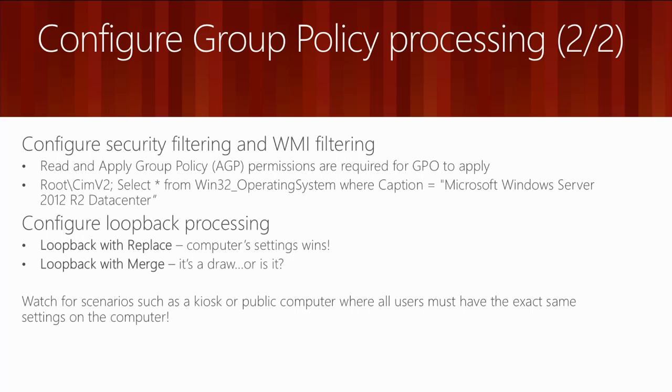So loopback processing is used on kiosk computers, training computers, call centers, stuff like that, where you want everybody that uses the computers to get the same settings. And oftentimes with all the GPOs around, you're not sure if that's going to happen. That's when you enable loopback. And when you do enable loopback, you've got two modes, replace and merge. So replace ensures that basically only the computer settings always win. Any of the user settings that are linked to the computers always win. The ones linked to the users, they don't even get applied at all. So that's replace. Merge is where they all get applied.